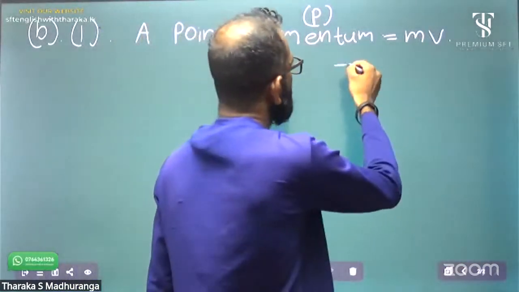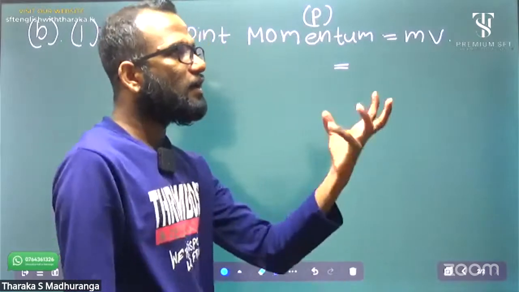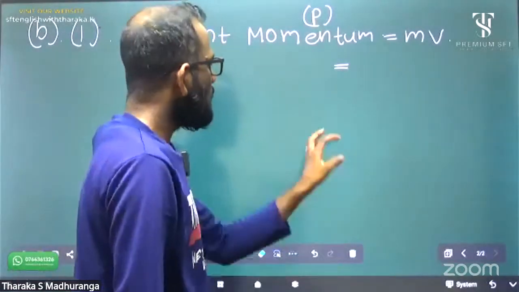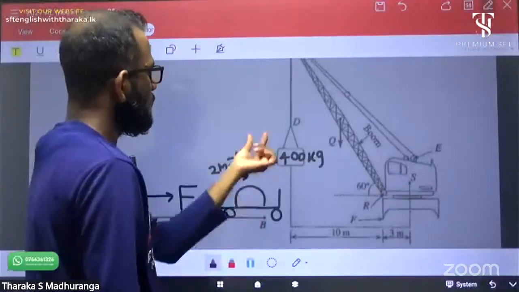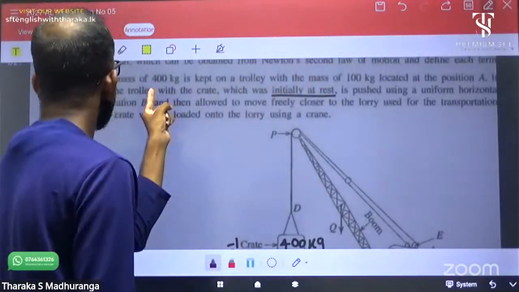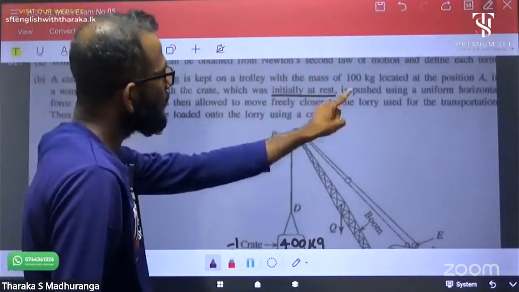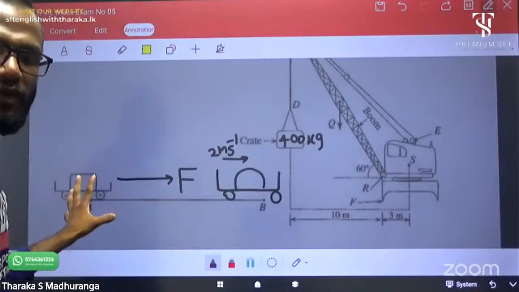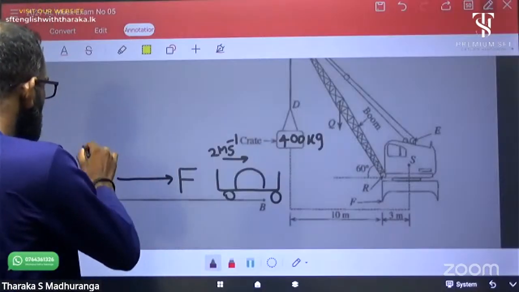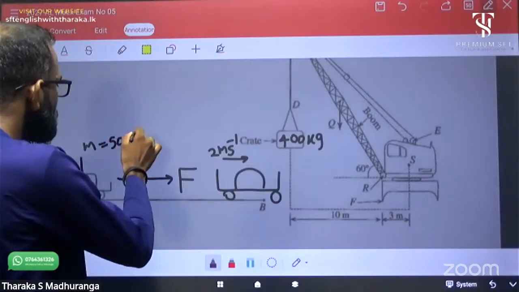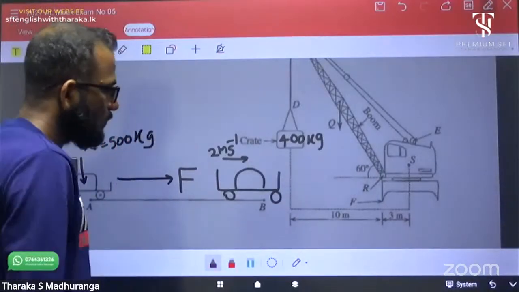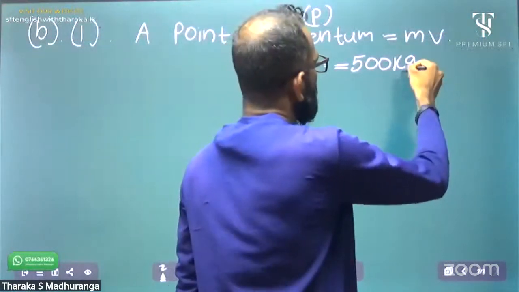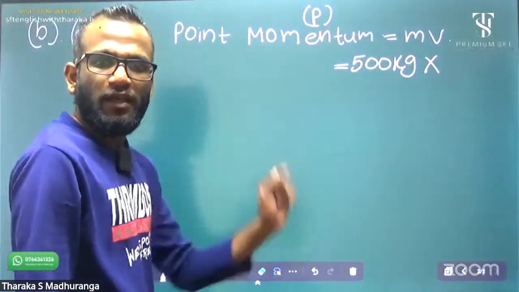Okay, then mass. How about the entire trolley and crate mass? It is 500, because the crate mass is 400 and the trolley mass is 100. Then the overall mass now is 500. M equals 500 kilograms, into velocity.